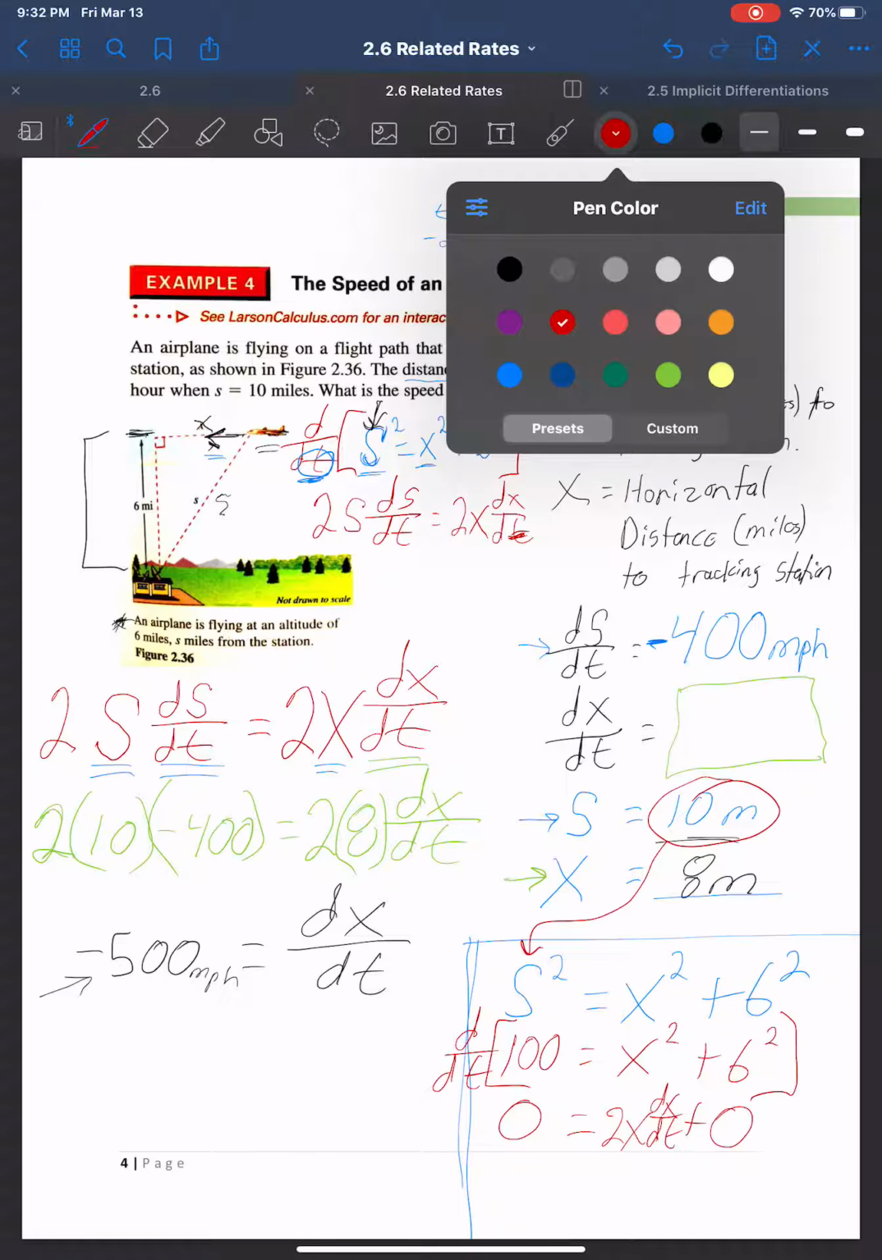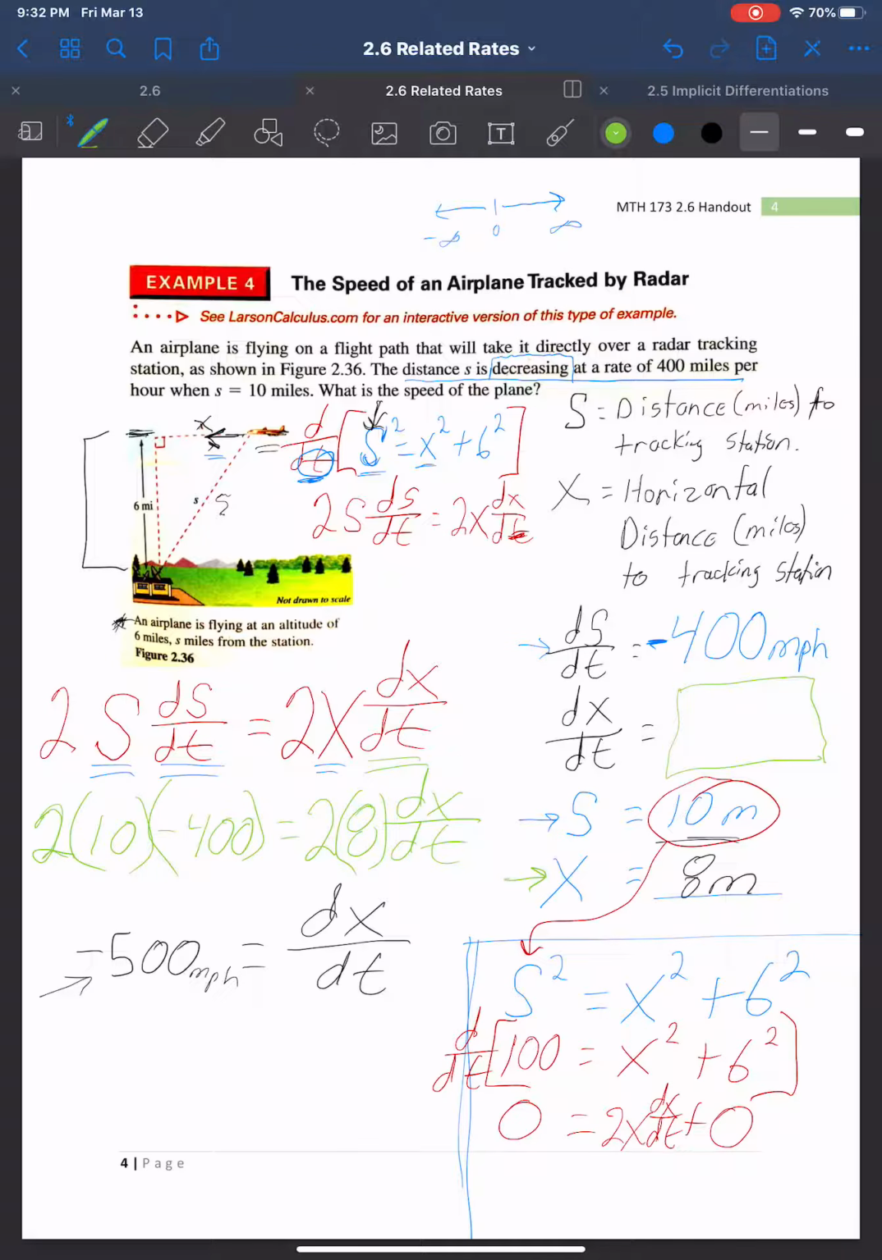Don't sub, right? Don't sub until after the derivative. Okay. Now, the last thing I will address, and we are done with this problem, but the last thing that I will address is this negative symbol.